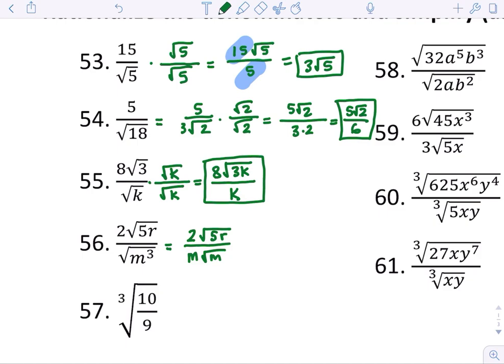Now we can get rid of the denominator. So I'm going to multiply top and bottom by the square root of m, which equals 2 square root of 5rm all over m times square root of n times square root of m, which is just m times m, which is simply 2 rad 5rm all over m squared.